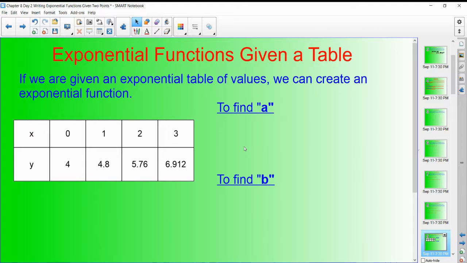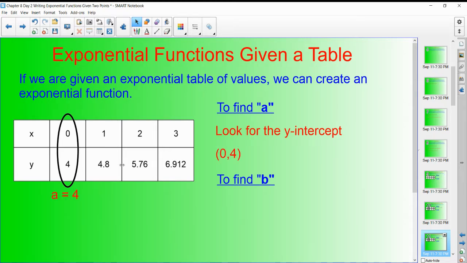So in this case, we still have y equals A times B to the x. Got to find A and B. Now, from a table, we saw that the starting point is also called the y-intercept. So right here, I got my A value. Okay, my y-intercept is (0, 4). My A value is 4. Halfway done. Table is really nice, especially if they give you the y-intercept. If they don't, we'll have another method in a little bit.